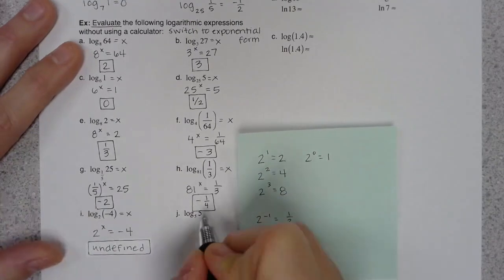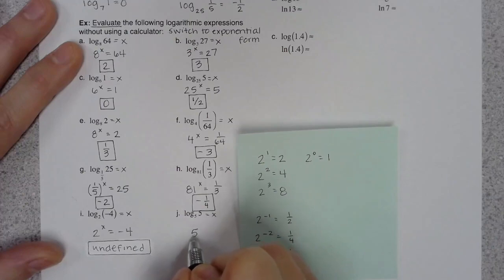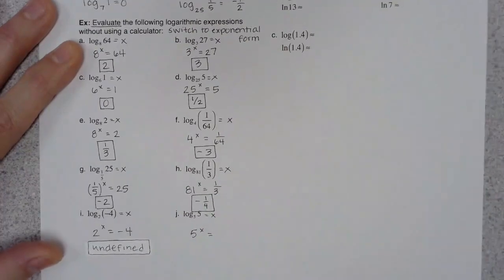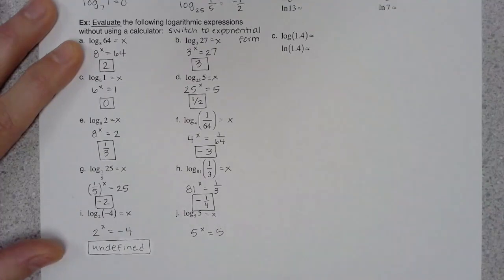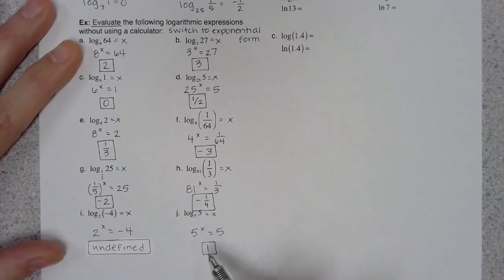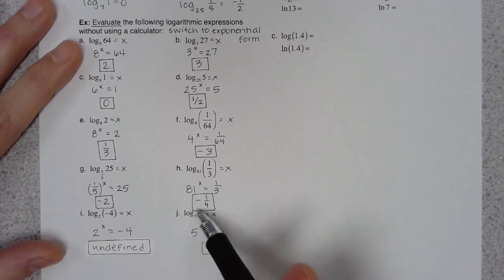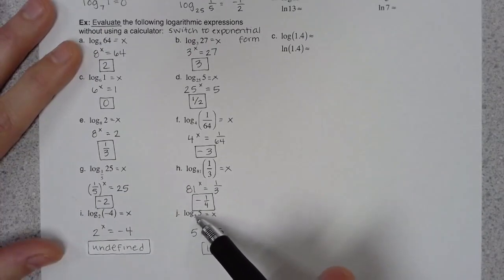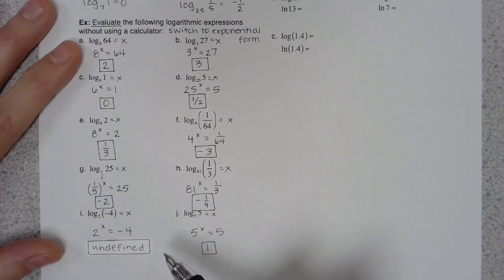Lastly, on J, you're asking yourself, what number do you raise a 5 up to get out a 5? And so you stop and think. And so for that one, x equals 1, because 5 to the first power equals 5. So the value of this would equal 1. As a matter of fact, anytime the base matches the argument, it's always going to equal 1.